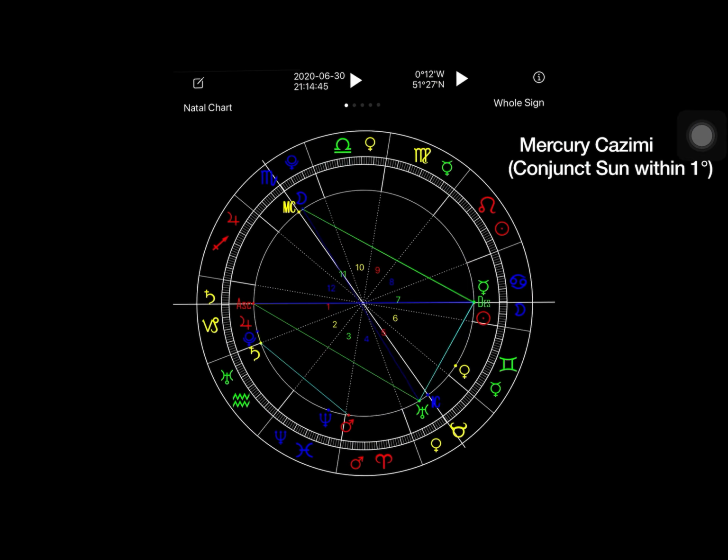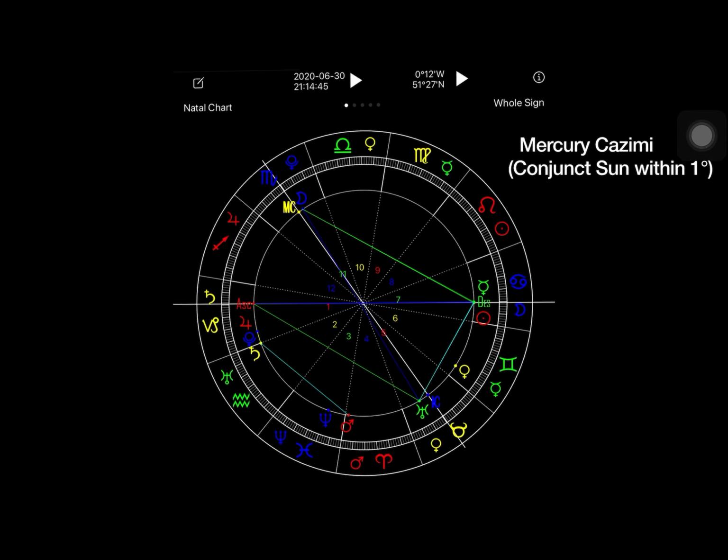And in the halfway period of the entire retrograde itself, we have the Mercury Cazimi. This is when Mercury is conjunct the Sun within 1 degree. It's important to note that any planet that's too close to the Sun, because we can't see it, is said to be combust. That is, the Sun's heat and fire has burnt up the attributes of the planet, and it loses power.